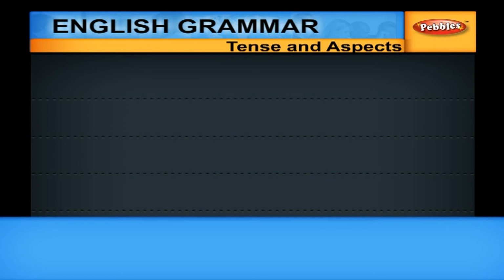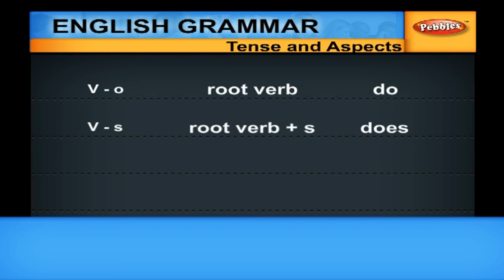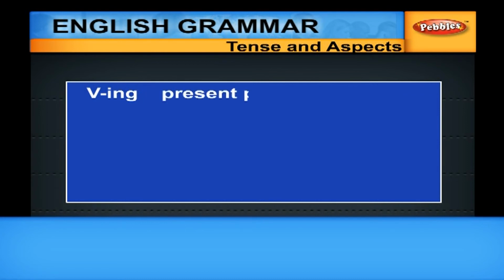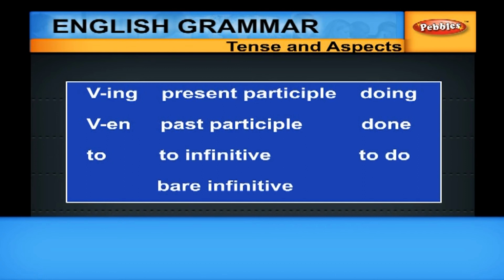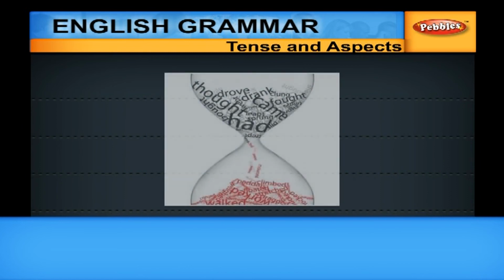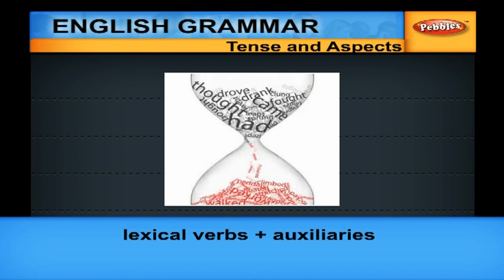What about do? VO, root verb, do. VS, root verb plus S, does. VED, past tense, did. VING, present participle, doing. VEN, past participle, done. To infinitive, to do. Bare infinitive, do. So, it is only by combining these lexical verbs and auxiliaries that we are going to create verbal structures.